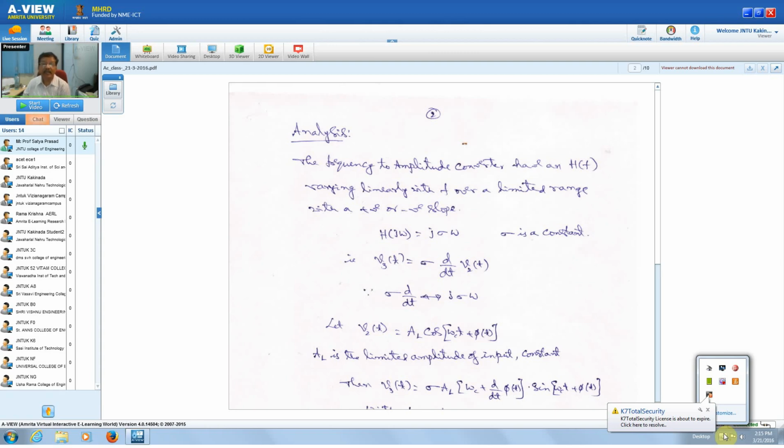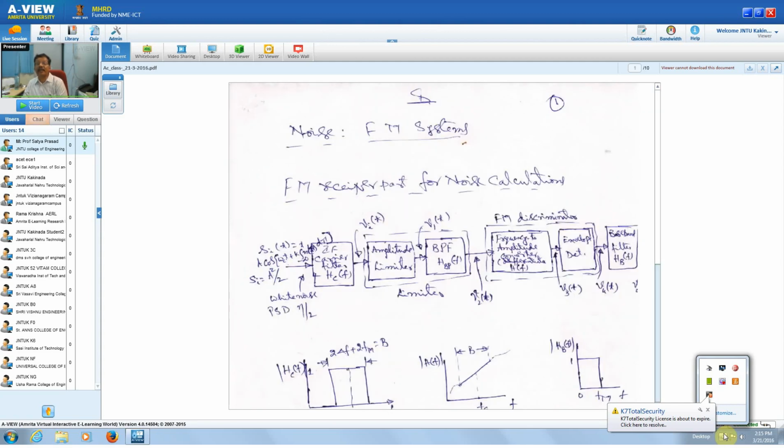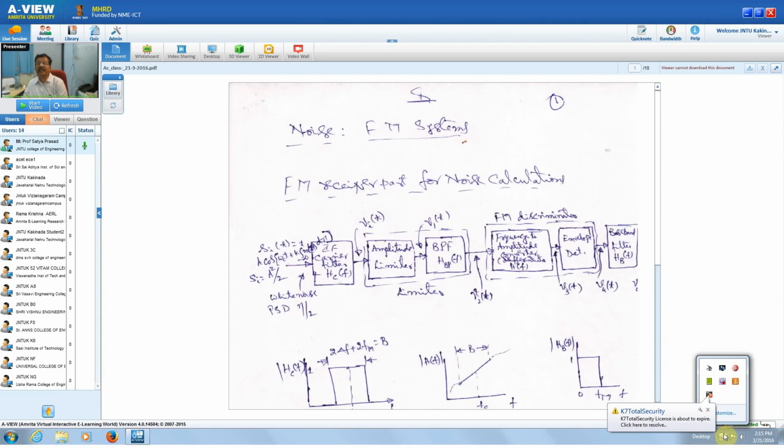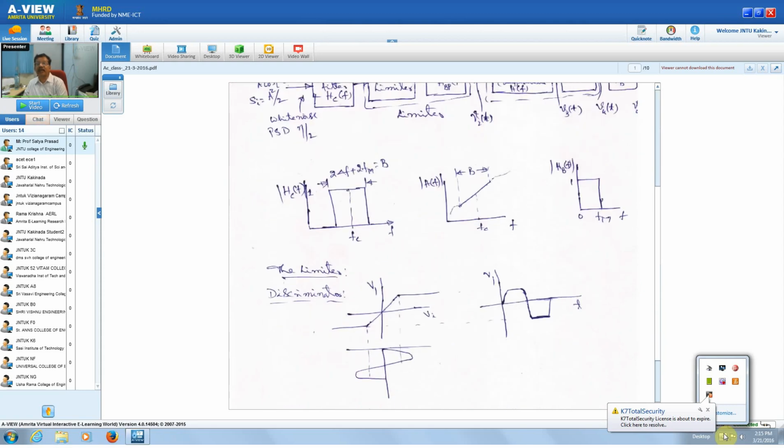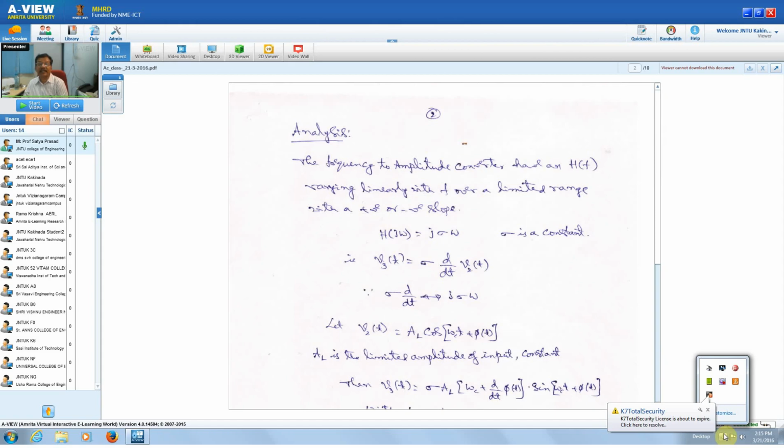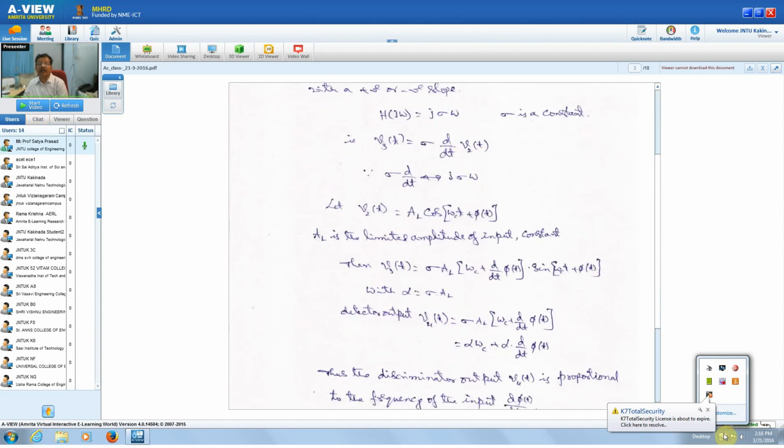And this AL is the limited amplitude of the input, which is going to be constant, because as we have seen in the previous class, the amplitude of the signal after the limiter is going to be constant with respect to the input variation. So this has a constant amplitude in the output. Therefore, that is the AL that we are going to have.